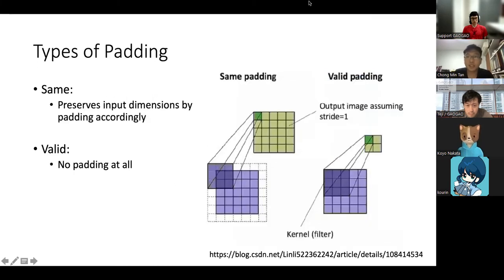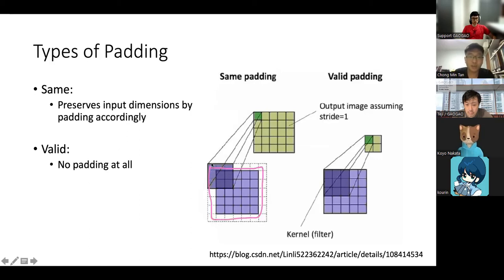The next part is called types of padding. The types of padding that TensorFlow uses, I think PyTorch uses the same thing as well, are two main types. One is called the same padding, and the other is called the valid padding. In same padding, we will zero pad the boundary, as you can see over here. This is the zero padding here. Then we will use the respective stride. In this case, this is stride 1.